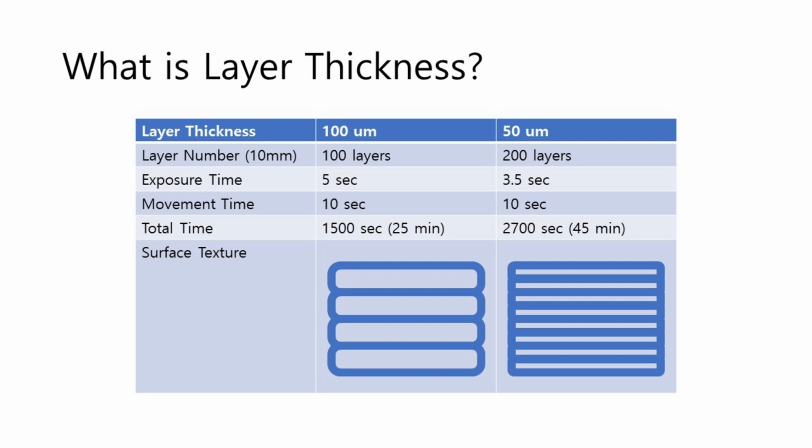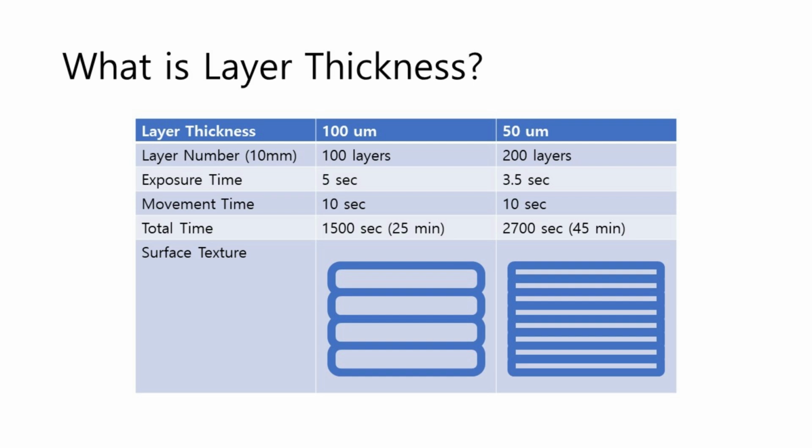After exposure, the plate movement time and waiting time required to peel off the print with film is about 10 seconds. The total print time is expected to be around 25 minutes. The surface of the printout will have noticeable layer boundaries. If we change the output thickness to 50 microns, we will be slicing into 200 layers.